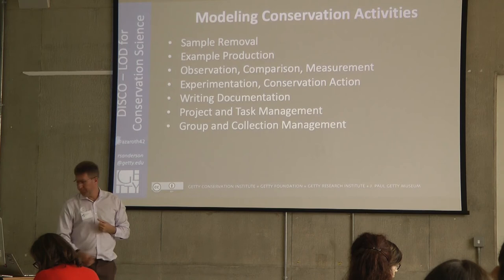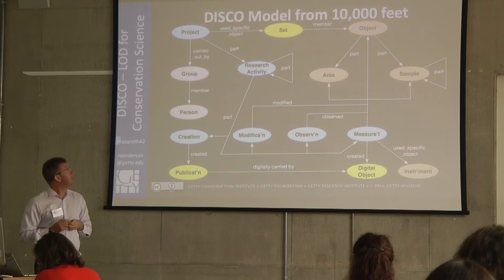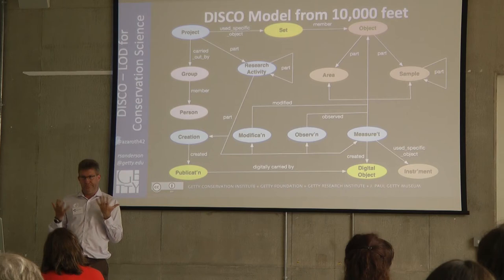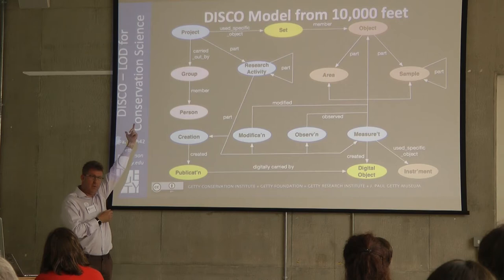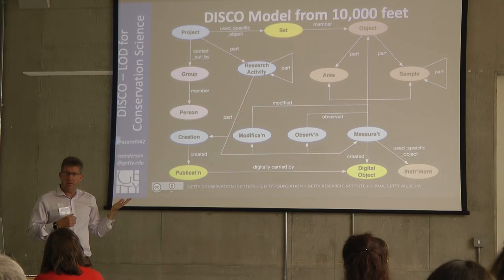Okay. So the overall model looks like this. I'll talk through this, and then we're going to drill down into the different sections. So on the top left, we have a project, which is, say, the conservation of the Rembrandt paintings. It's carried out by a group of people. That group can, in fact, only be one person. Normally it's more than one, and the group has members, which are people. So if there are projects that are only carried out by one person, it is still actor, so you can jump straight from project to person, but almost always we would have the group in between.